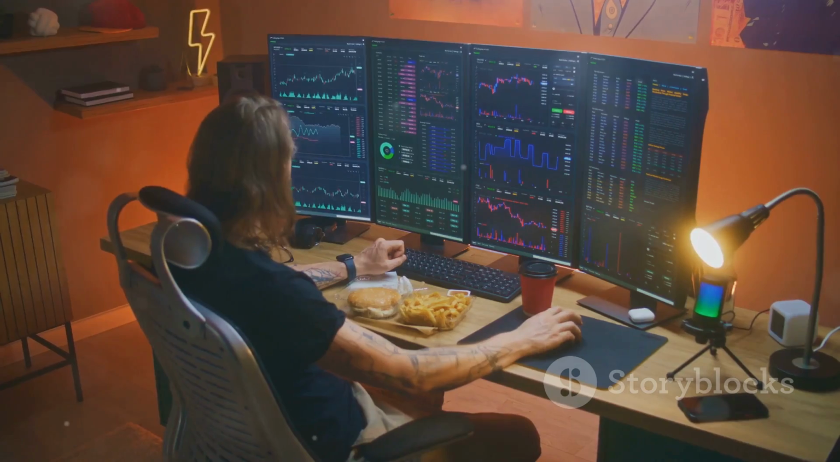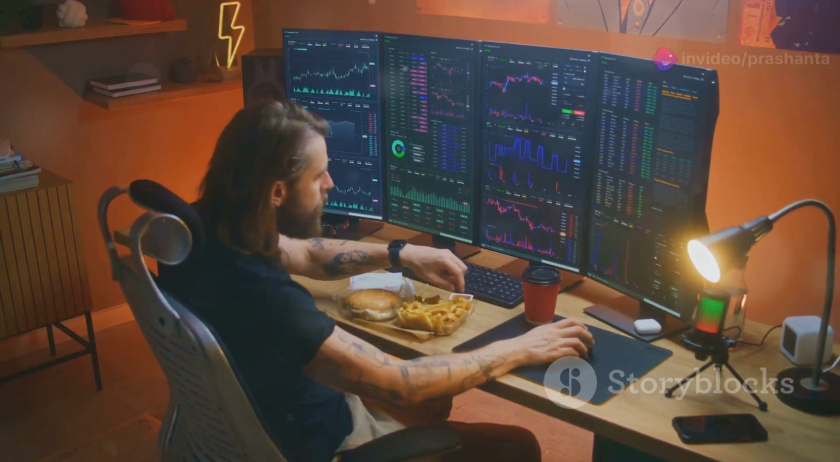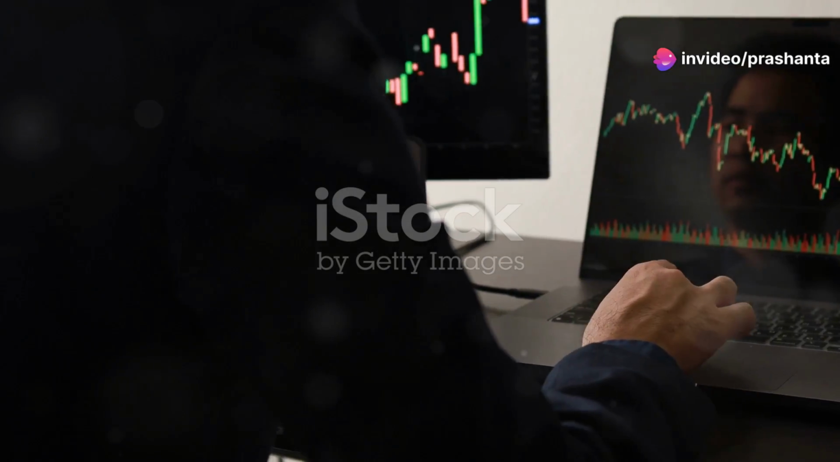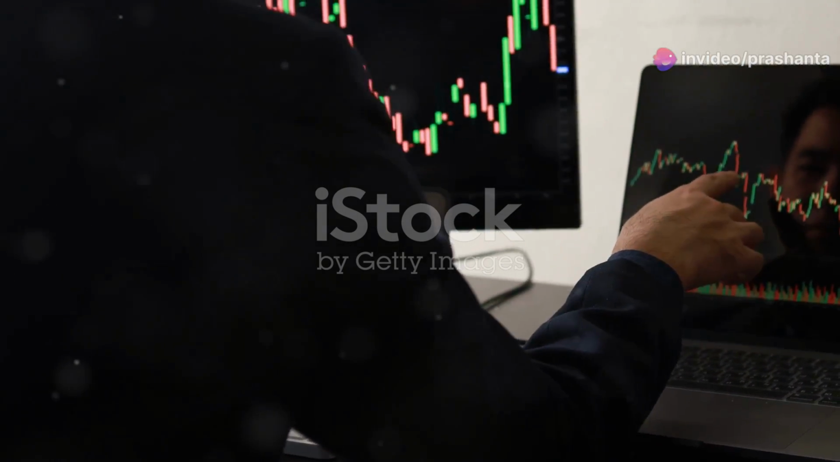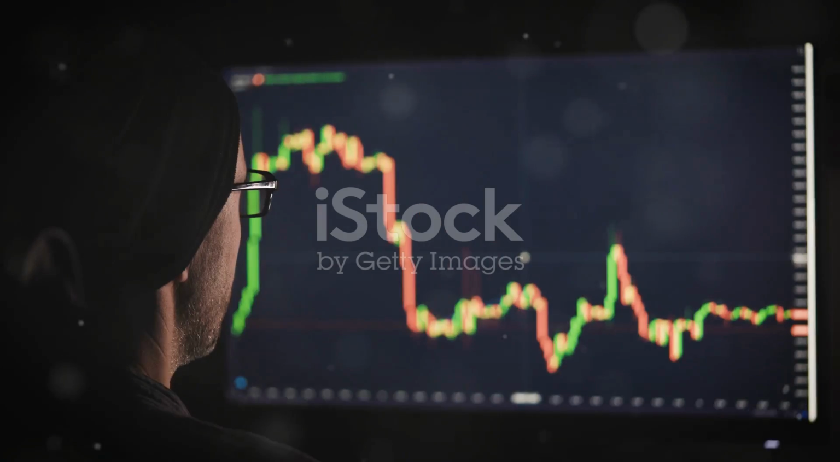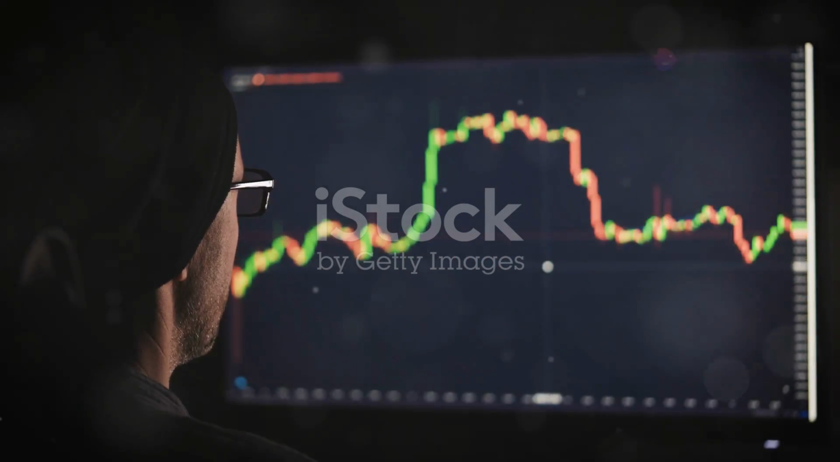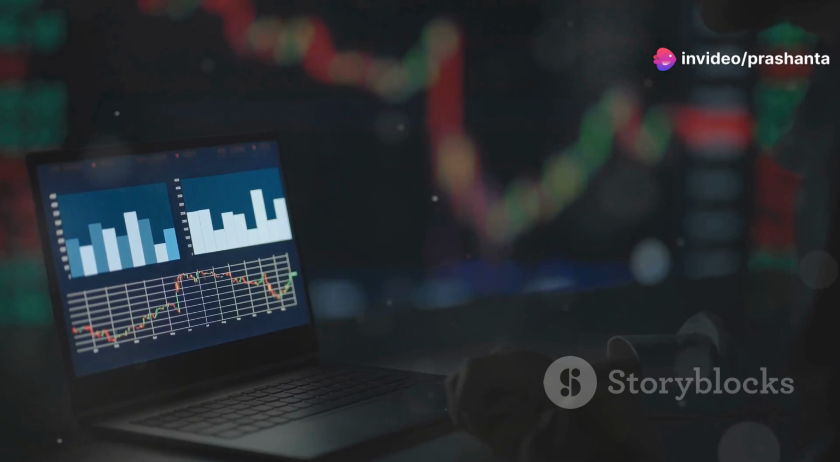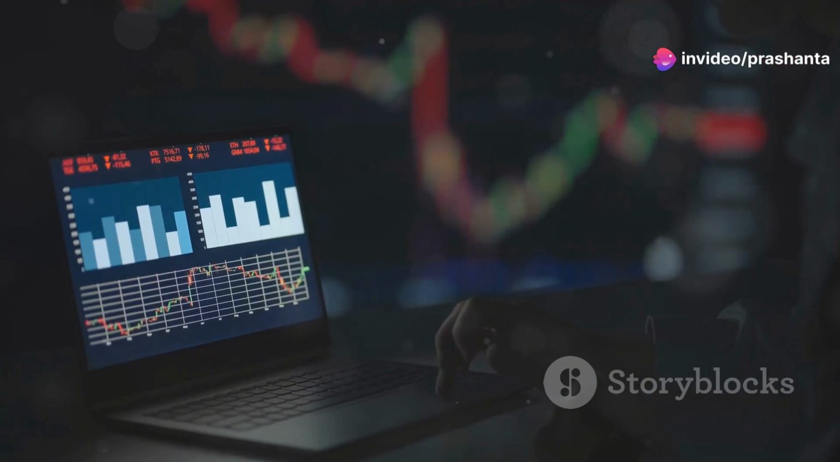Now, let's talk about something that's absolutely crucial when it comes to options trading, and that's risk management. Remember, options trading can amplify your returns, but it can also amplify your losses if you're not careful. The name of the game here is to protect your downside. You want to stay in the game long enough to capitalize on those winning trades, and that means not blowing up your account on a few bad bets.